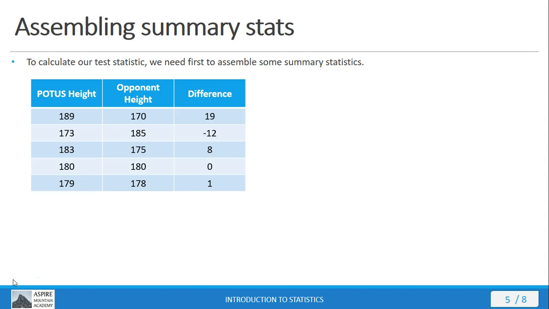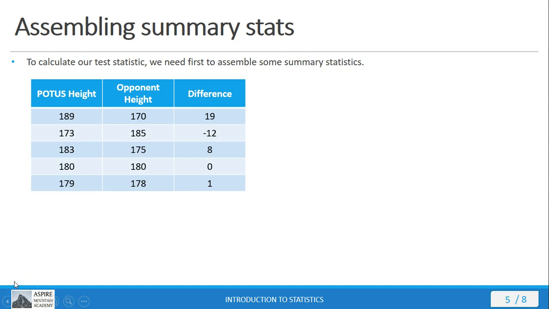For each pair, so this president of the United States had a height of 189 centimeters, and the opponent had 170 centimeters for that height. So the difference between the heights for that pair is going to be 19. Notice how we're always taking one minus the other. Sometimes you might end up with a negative sign because one side is greater than the other, and that's okay. Just go ahead and do it the same way down each row until you get all of your samples.